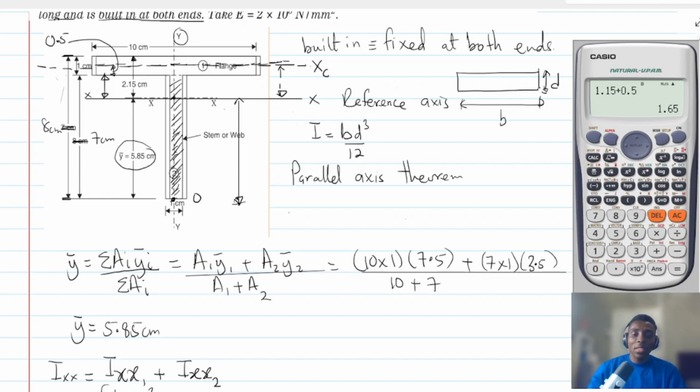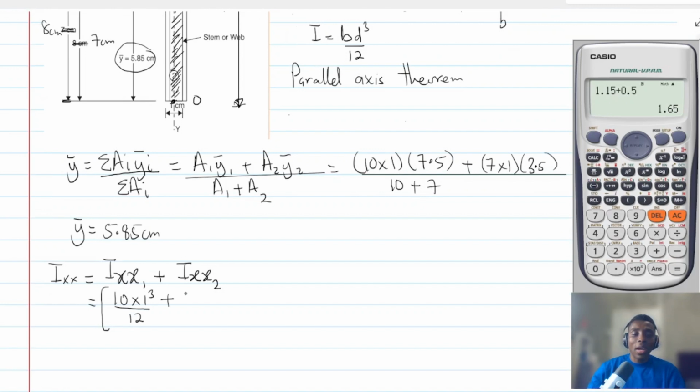So essentially this is what we are going to do. It's going to be plus the area, which is 10 times 1, and then d squared. So the d is going to be 1.65. When we say d, we are talking about the parallel axis theorem. And then we are going to do the same thing for this beam, for the flange, and for the web. I've taken my time to explain so that you get it.